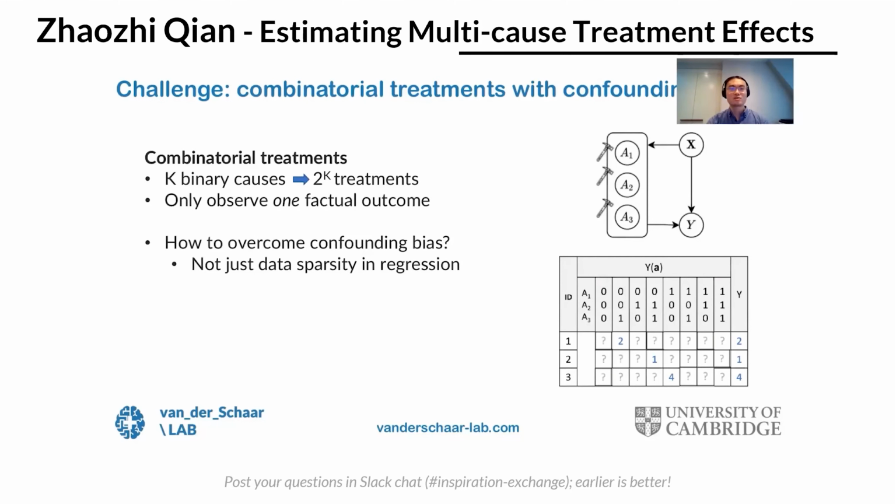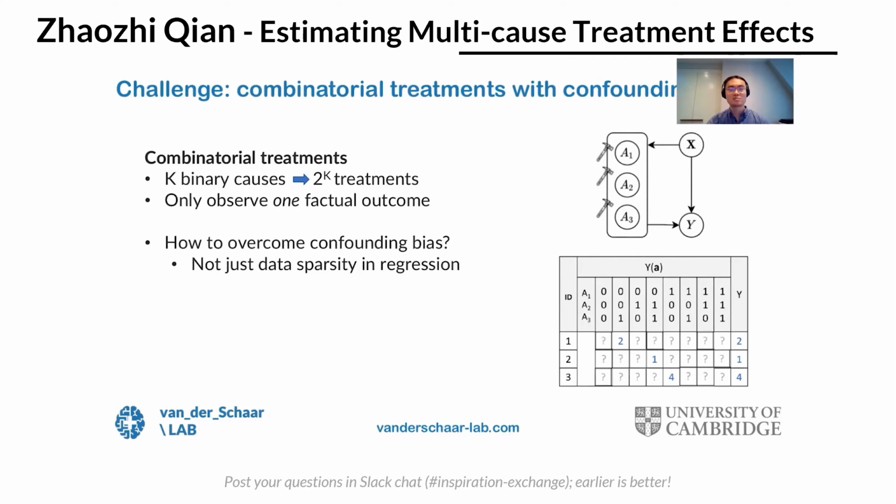Multi-cause CATE estimation is challenging because the combinatorial treatments are confounded. Consider the case with K binary causes. In combination, it gives rise to 2 to the power of K possible treatments. Yet we only observe one factual outcome out of the many potential outcomes. This is illustrated in the table.